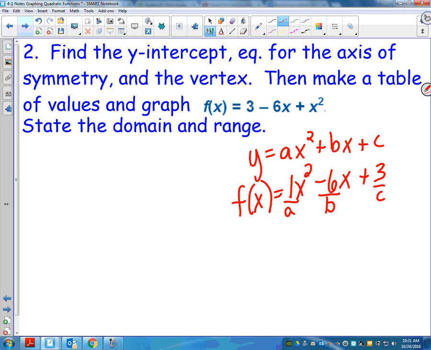Questions on that part? Divide by? Not dividing anything. I was just underlining it.